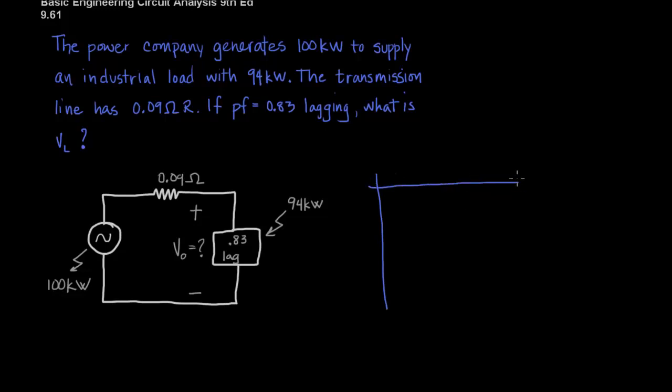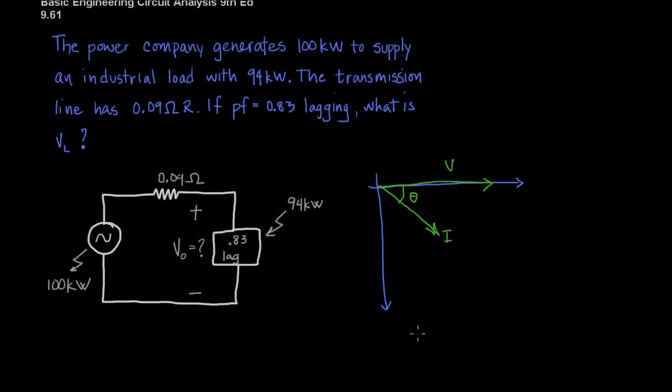And all I need to be able to do this is I need to know, is the current lagging or not, and that comes from the power factor. The power factor tells me that the current is lagging because the power factor is lagging. Now, I don't know what V and I are, but that's okay. That doesn't stop me from drawing the picture. This is V, and this is I. And I know that it's lagging, and I know even what angle it's lagging at, right? It's theta. And theta I can calculate by taking the inverse cosine of 0.83.